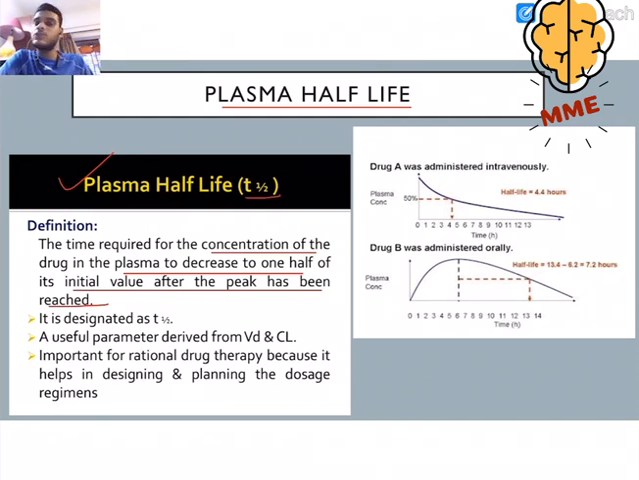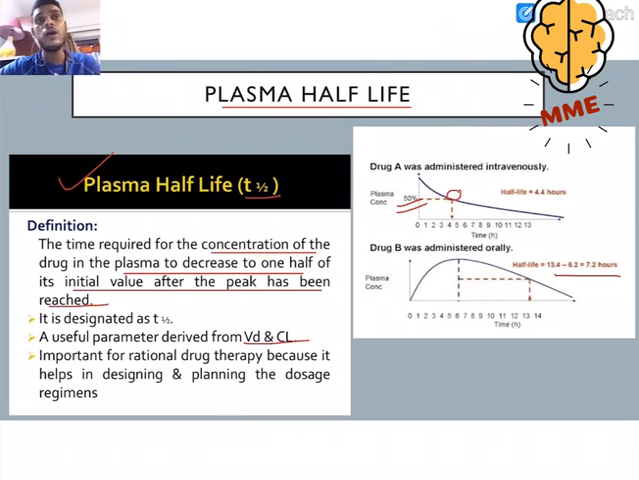Okay, and it is obviously a useful parameter which is derived from volume of distribution and clearance. As you can see over here, the half-life of the drug is 7.2 hours. It is calculated from the graph. You need not see the calculation, but what you need to understand is this is the area where the plasma concentration of this particular drug lies, because 50% of the plasma concentration of the drug is attained in this time. Okay, this is the only thing that you need to remember about plasma half-life.